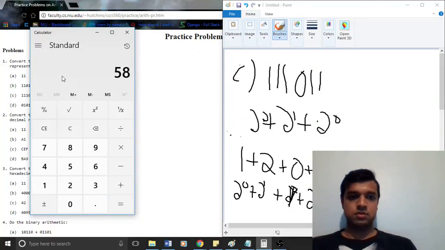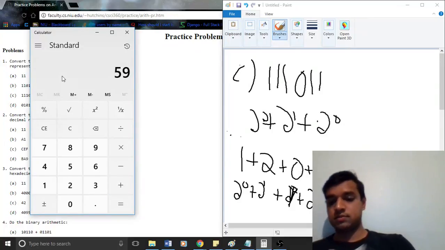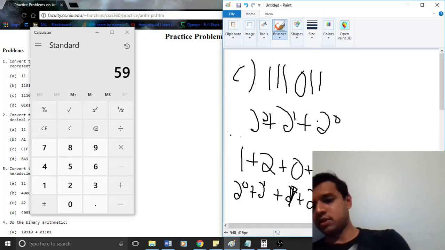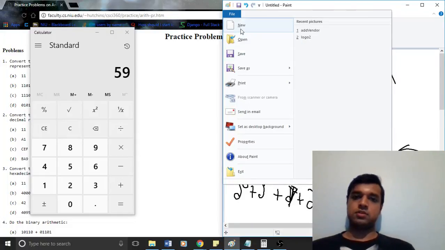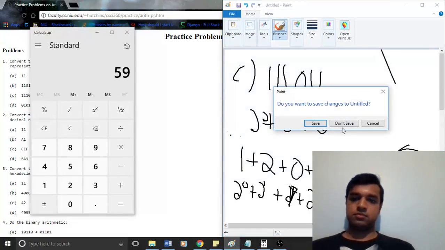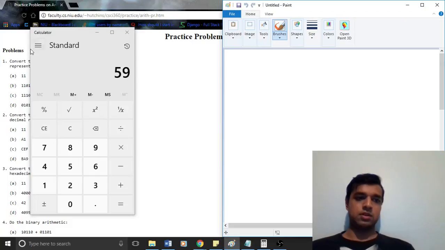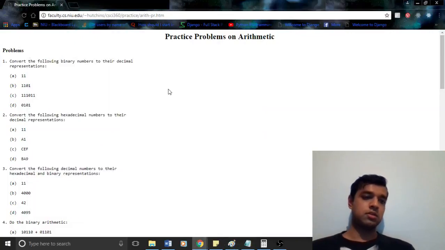Plus 2, plus 1, which will equal 59. So for C, it'll be 59. So let me erase this. Let me do D really quick.